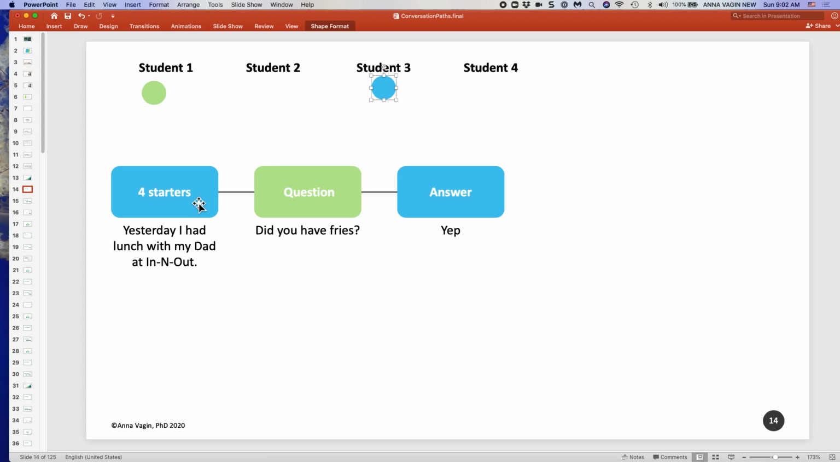And they start just by reading the path the way the sample is written. "Yesterday, I had lunch with my dad at In-N-Out." Student 1 would say, "Did you have fries?" And student 3 would answer, "Yep." So it's just an easy way to look at a model.